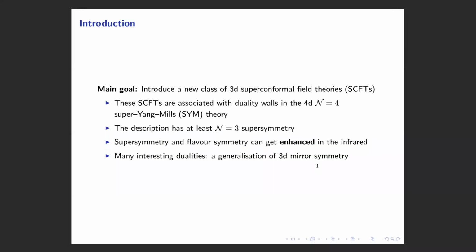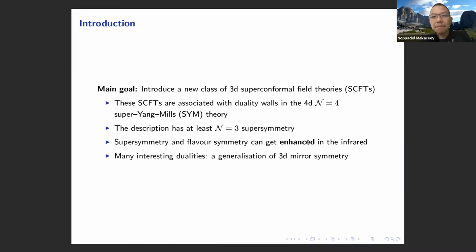Is the N equal to 3 the 3D N equal to 3? Yes, exactly. So we are in 3 dimensions. Yes, this is a 3D superconformal field theory. I'm sorry, I should have put 3D here, not to confuse with this 4D N equal to 4. So it's associated with a duality wall of 4D N equal to 4 super Yang-Mills, and the theory has at least 3D N equal to 3 supersymmetry, okay? So just to make sure, SO3 is our R-symmetry group? Exactly. At least SO3, yeah.